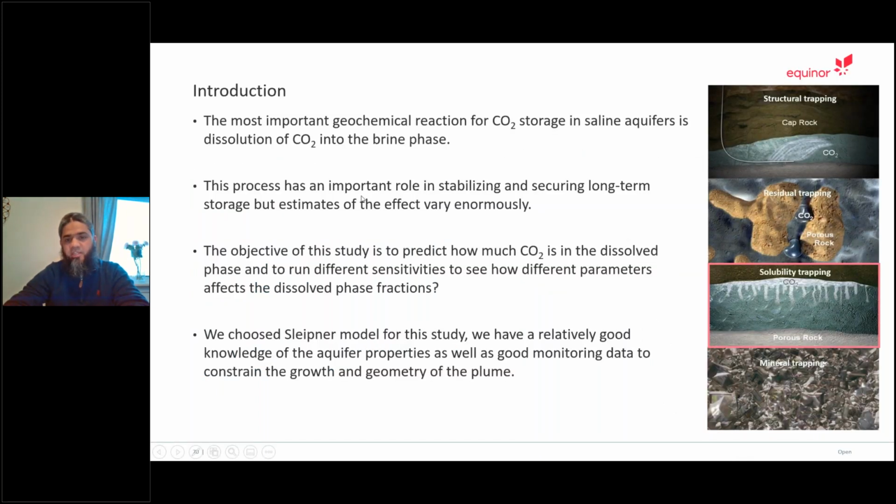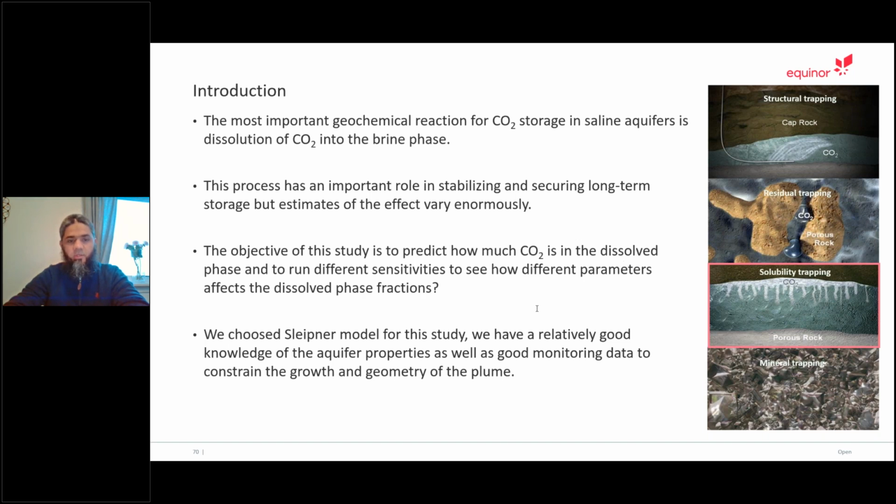On the right side, you can see four different mechanisms widely discussed in the literature: structural trapping, residual, and then solubility and mineral. The focus in this work is solubility trapping, which is the most important geochemical reaction for CO2 storage in saline aquifers. That makes this CO2 storage process more stabilizing and securing for long-term storage.